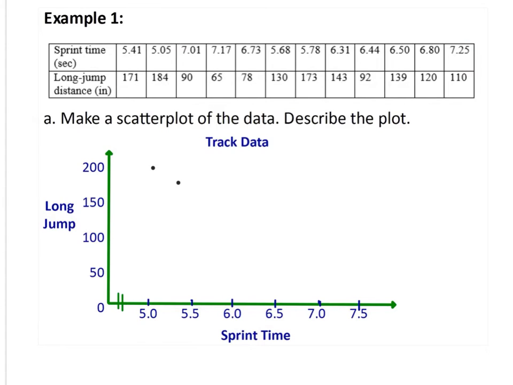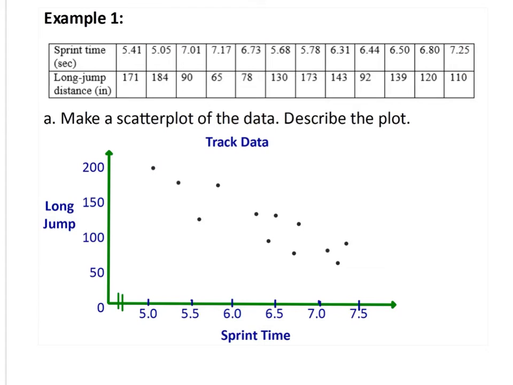7.01 and 90 would be right there. And I'm just going to keep doing the dots and keep plotting this data. So now we can see the data all together. I have all of these points plotted, and you can see that they're in a negative trend, or they have a negative association, and it's moderately strong. The points are pretty lined up well.